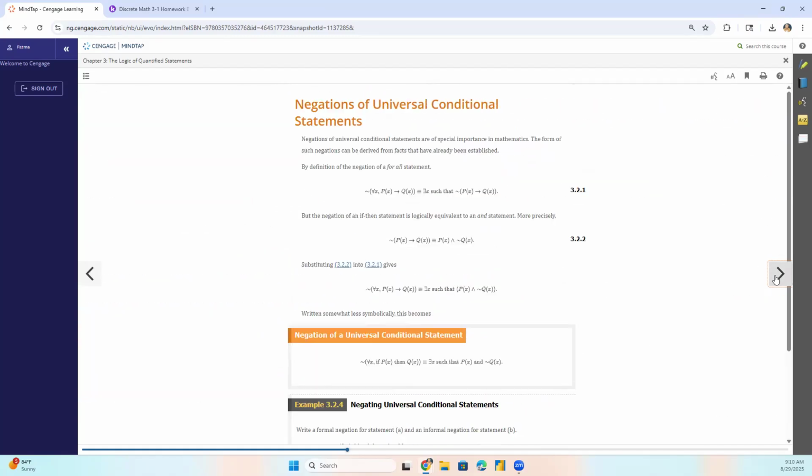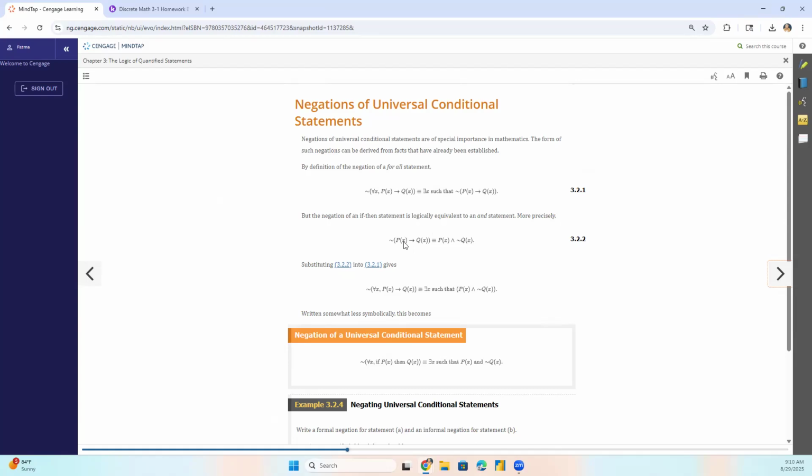Now, when we have the negation of universal conditional statements, remember the conditional statement is if P then Q. We call this a conditional statement. When we want to negate this, we have to be very careful. For every x, if P then Q is the conditional statement, and its negation is going to be P of x and not Q of x.